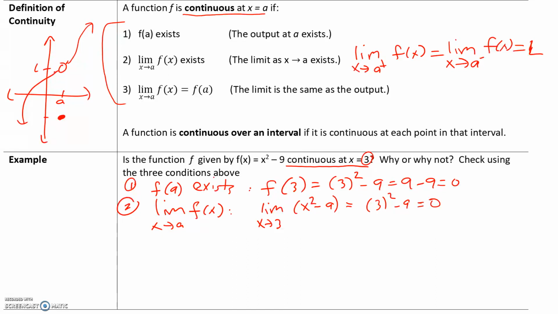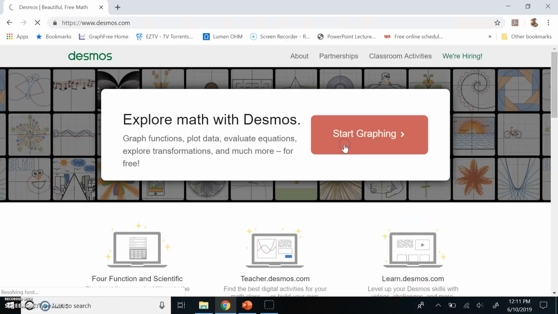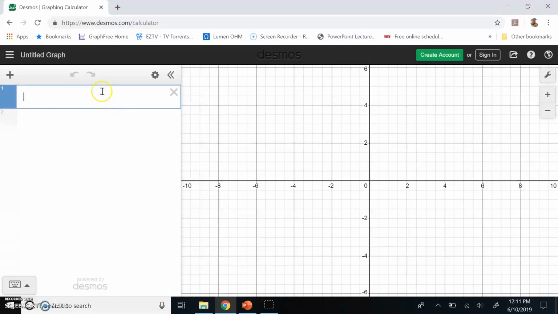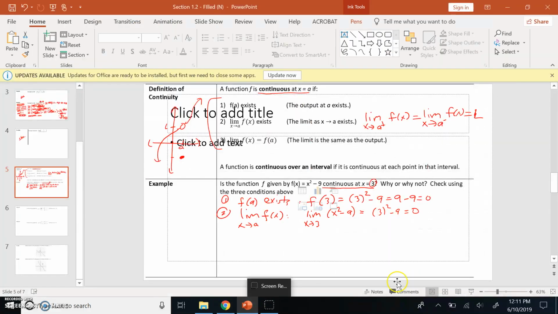Now, we did this algebraically. Just to show you guys graphically what that looks like, let's go ahead and graph this function x squared minus 9. So I'm going to go to Desmos, and you don't have to do this. I'm just showing you guys so you can see what it looks like. We got f of x equals x squared minus 9. And as x approaches our a value, which is 3, coming from the left, the function behaves like this, and then coming from the right, the function behaves like this, but they're both approaching the same value, which is 0. So the limit does exist.